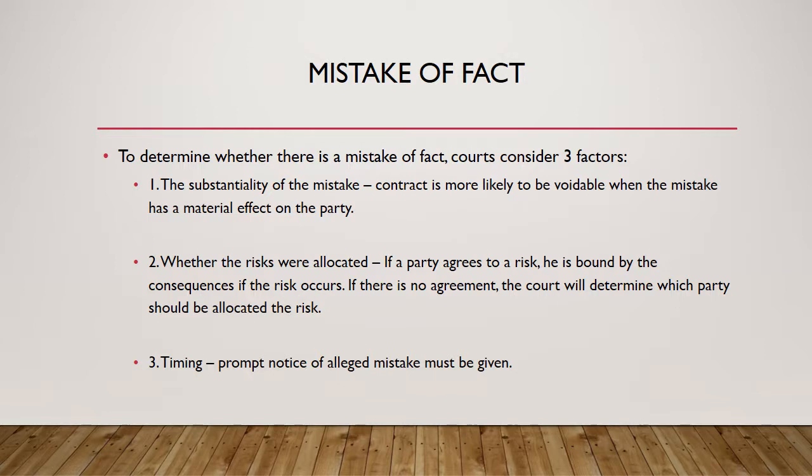So to determine if there's a mistake of fact, you consider three factors. The substantiality of the mistake: when the mistake has a material effect on the party, then it's more likely that the contract will be void. That means it's a substantial mistake. You've got to look at whether the risks were allocated. If a party agrees to a risk, then he's bound by the consequences if the risk occurs. But on the other hand, if there's no agreement, the court will determine which party should bear it. Timing: in that sense, you always look for prompt notice of the alleged mistake.